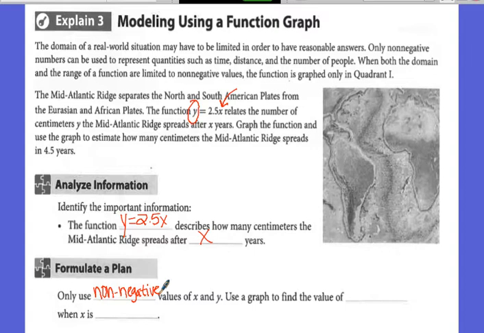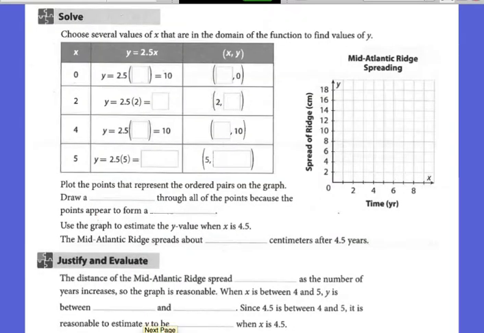And then I'm going to use a graph to find the value of y when x is, well, in this case, I want to know 4.5 years. So when x is 4.5, I want to know what is y. So when time has gone on for 4.5 years, putting it into that function will tell me how many centimeters it's spread.